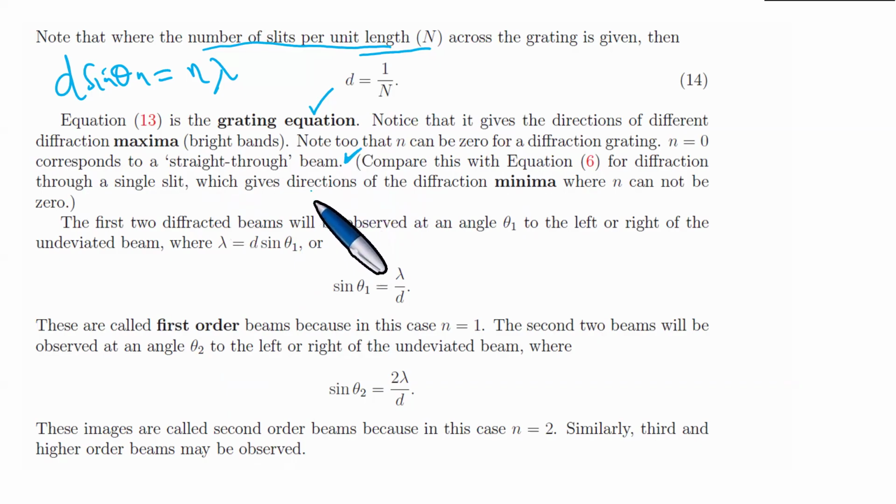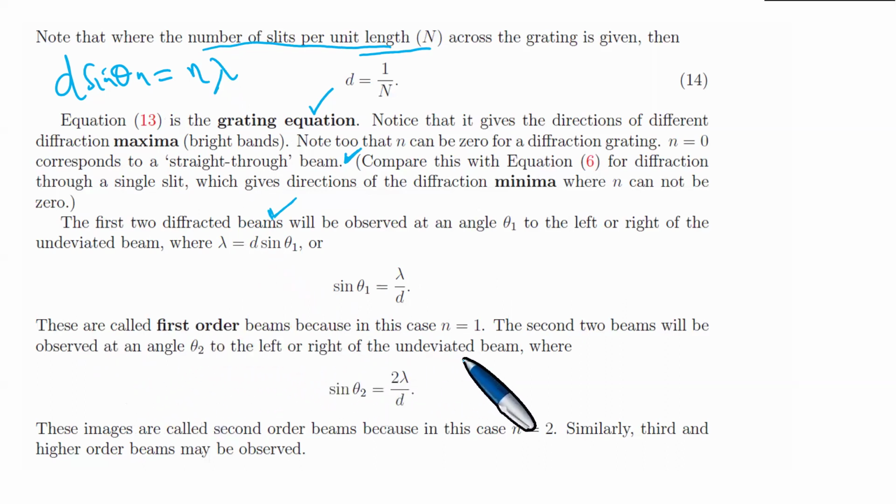Compare this with equation 6 for diffraction through a single slit, which gives directions of the diffraction minima, where n cannot be 0. The first two diffracted beams will be observed at an angle θ1 to the left or right of the undeviated beam, where λ is equal to d sine θ1. So d sine θ1 becomes equal to λ when n is 1. Making sine θ1 the subject, sine θ1 is equal to λ over d.